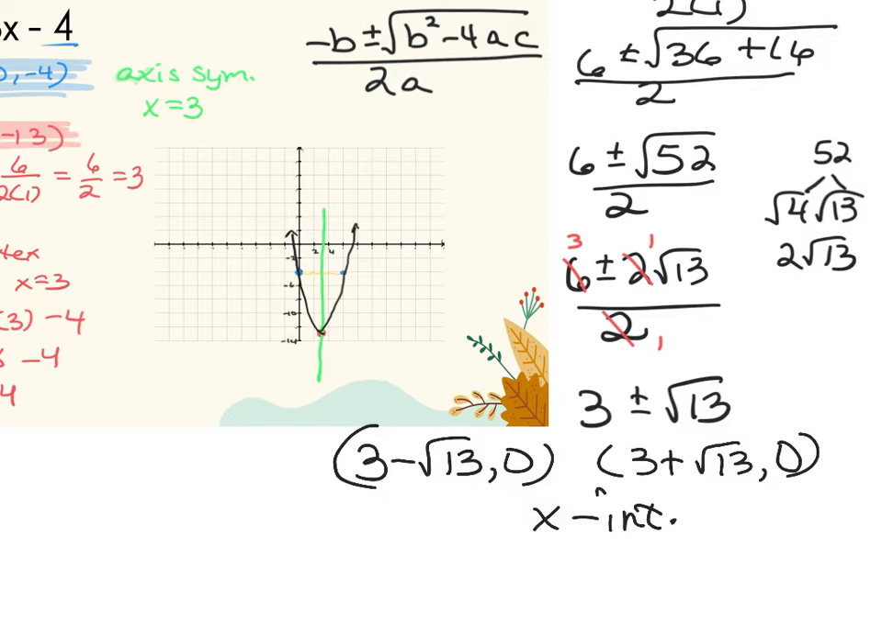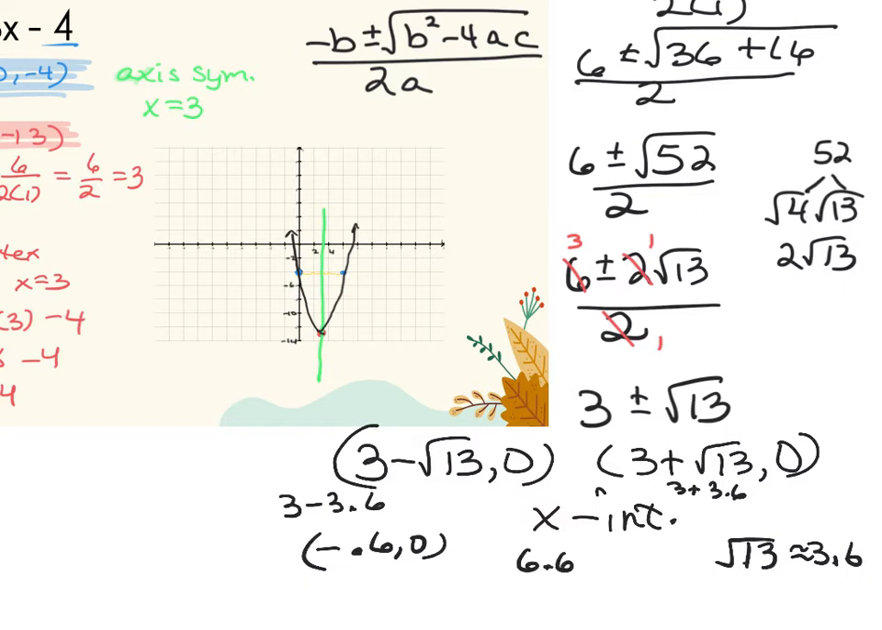The square root of 13 is approximately equal to about 3.6. So if I do 3 minus 3.6, this gives me -0.6, comma 0. And then over here, 3 plus 3.6 becomes really 6.6, comma 0. So let's see how close we came.